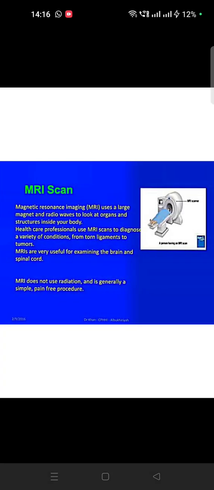Then MRI scan. Magnetic resonance imaging uses a large magnet and radio waves. It looks at the structure of organs inside your body. Any abnormality, say any liver enlargement or pancreatitis, they will find. Healthcare professionals use MRI to diagnose various conditions, such as ligament injuries and tumors. It usually examines the brain and spinal cord. Generally it is a pain-free procedure.